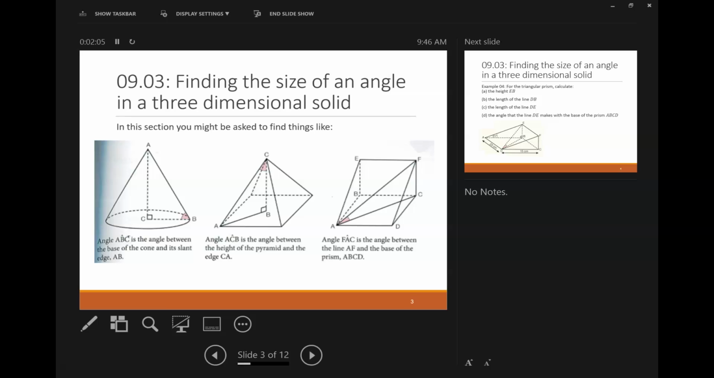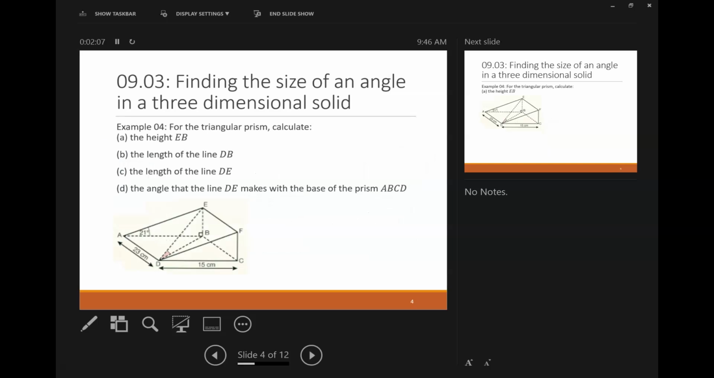Okay. So let's look at an example here. For the triangular prism, we're going to first calculate the height of that prism by finding the side EB. And then we're going to find the length of DB. And then we're going to find the length of DE. And then we're going to find this angle EDB. Okay with that plan?